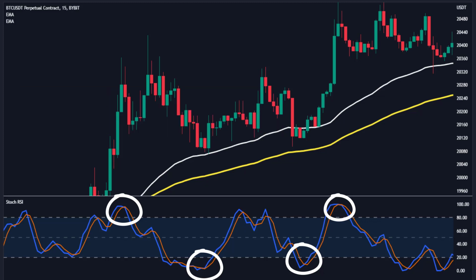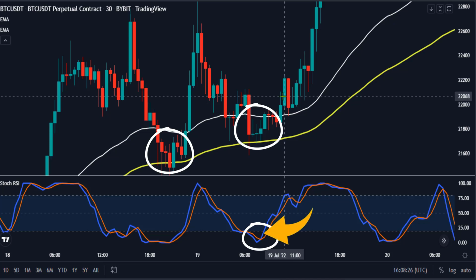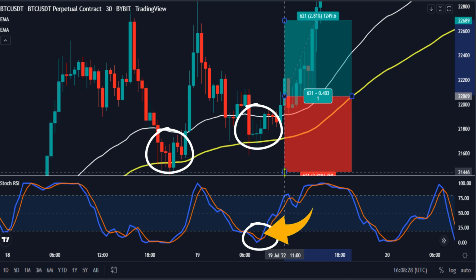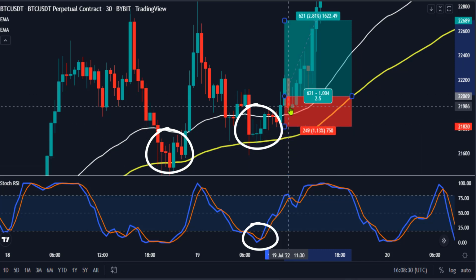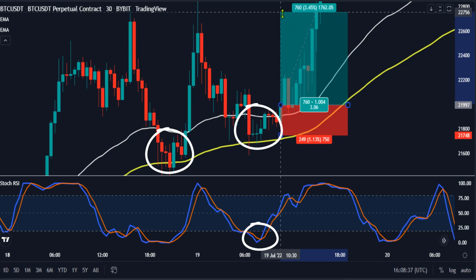For example, here the price found support 2 times on the retracement zone and the price is oversold on the stochastic. Then you look for a bullish crossover, which you get when this blue line crosses above the orange line. Then we will enter long at the close of this candle. We will set our stop loss at the 100 EMA, and we will keep a profit target at the risk-reward ratio of 2 to 1, or you extend it according to your profit target.